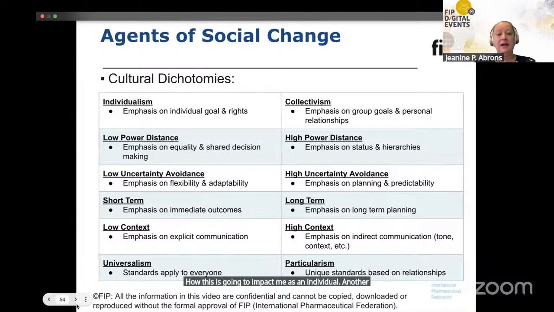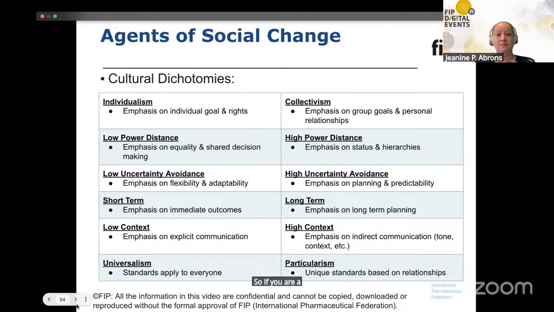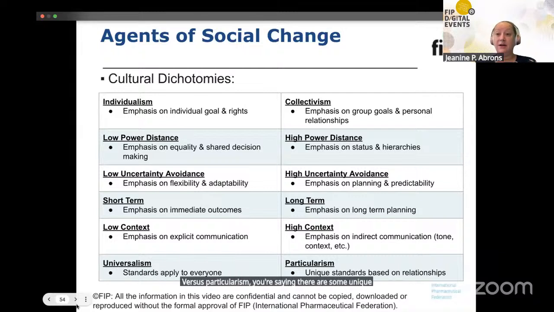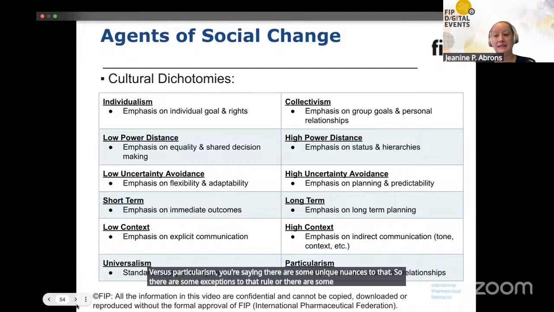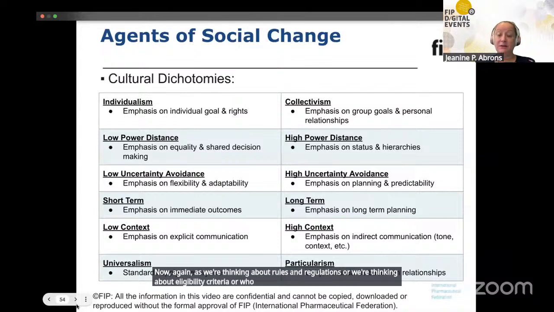Another example is thinking about universalism or particularism. If you are a universalist in your mindset in a cultural dichotomy, you believe that the same standards should apply to everybody, regardless of the situation, regardless of the other factors that are being experienced or portrayed. Versus particularism, you're saying there are some unique nuances to that. So there are some exceptions to that rule, or there are some cases where the rules don't apply in a certain way. Now, again, as we're thinking about rules and regulations, or eligibility criteria or who receives a particular service or who it applies to, those can be very important things that can distinguish whether or not we're successful.